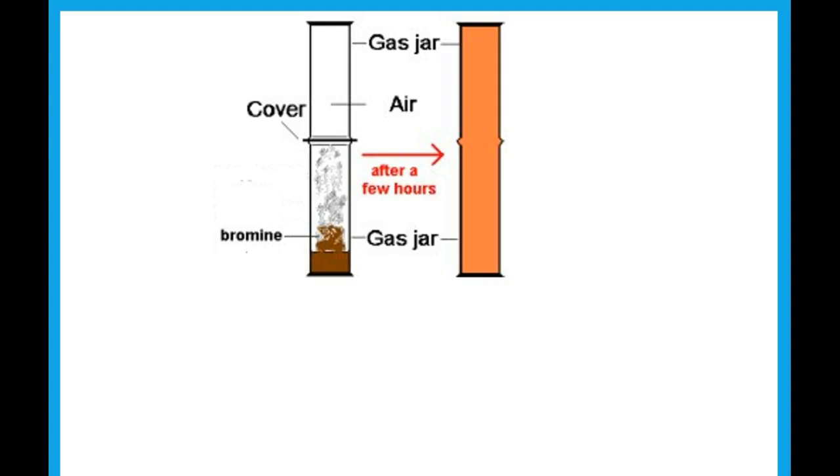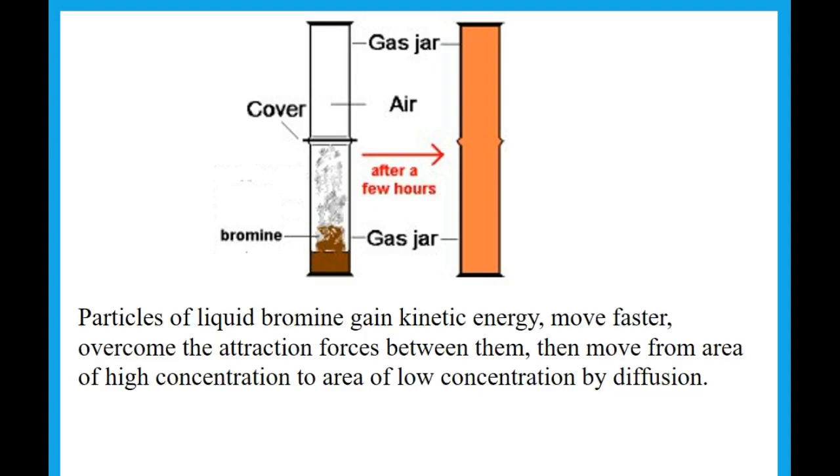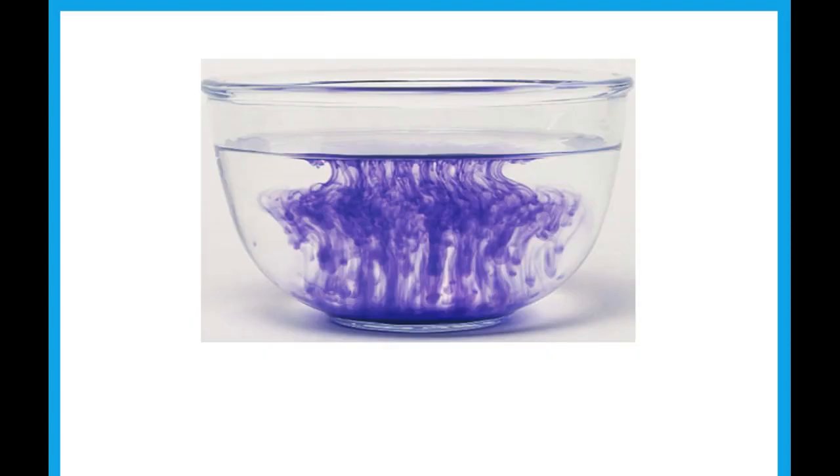and I cover it with another jar and I remove that cover in between, what will happen? The particles of bromine will first of all change from liquid to gas. So what makes it change from liquid to gas? The fact that the particles gain kinetic energy, move faster, overcome the attraction forces between them, and then move from an area of high concentration to an area of low concentration, and that is by diffusion. So that is your explanation of what is happening.